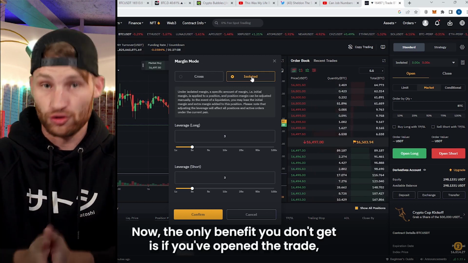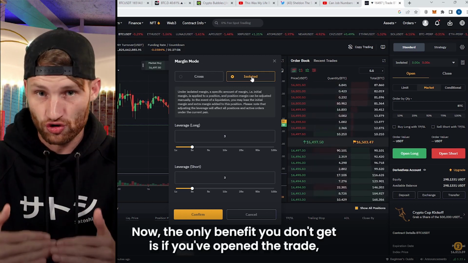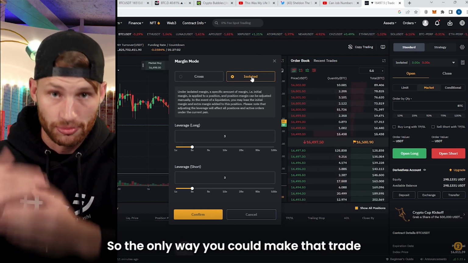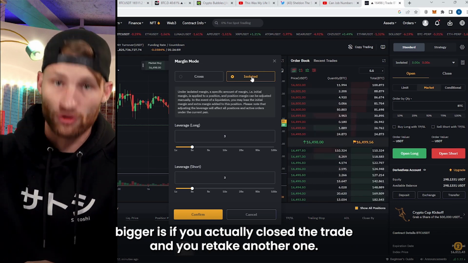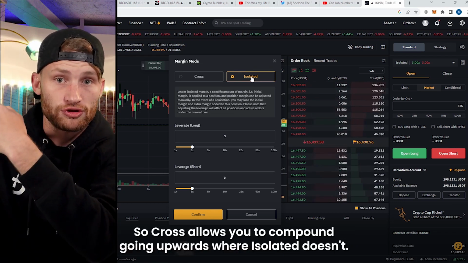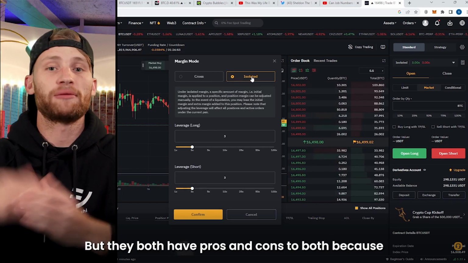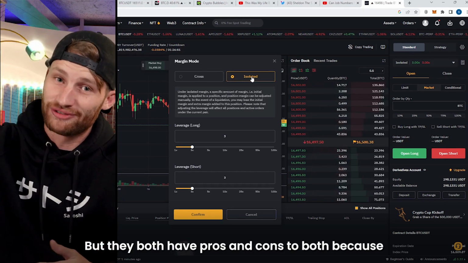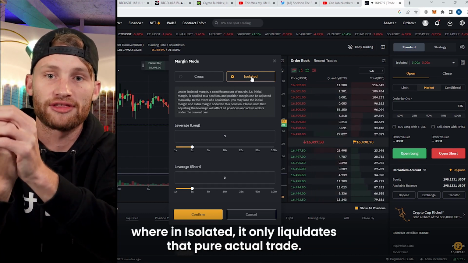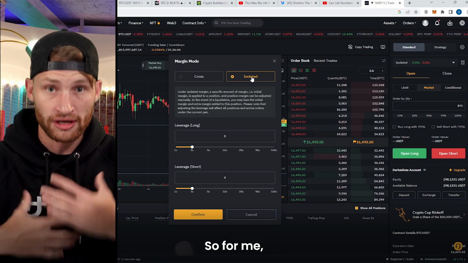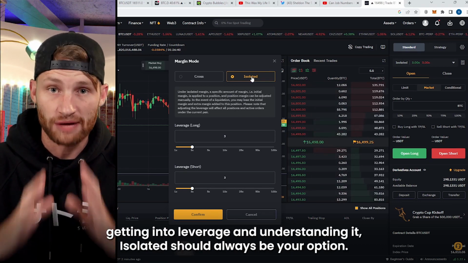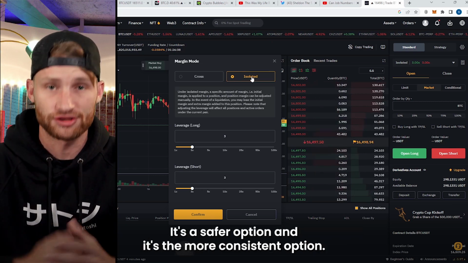Now, the only benefit you don't get is if you've opened the trade, you cannot make that trade bigger. The only way you could make that trade bigger is if you close the trade and retake another one. So cross allows you to compound going upwards, where isolated doesn't, but they both have pros and cons, because if it goes wrong on cross, it liquidates everything, where on isolated, it will only liquidate that pure actual trade. So for me, getting into leverage and understanding it, isolated should always be your option. It's a safer option and it's the more consistent option.